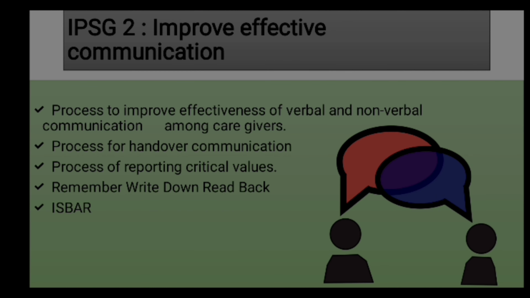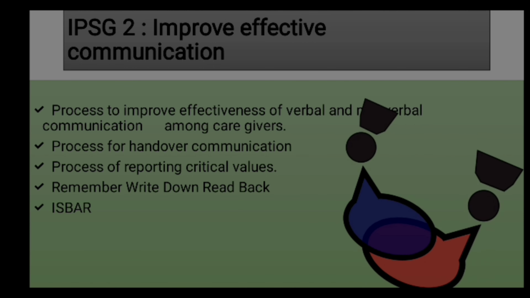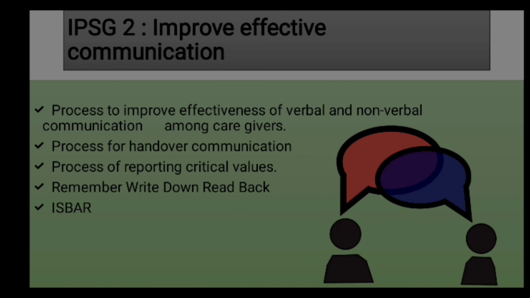Then the next one is to improve effective communication. It is the process to improve effectiveness of verbal and non-verbal communication among caregivers. While giving handover, proper communication is very important. Then the next process is reporting critical values: remember to write down and read back. Whenever you are taking telephonic orders, like many times we get called from the lab for critical values, we have to write down and read back.